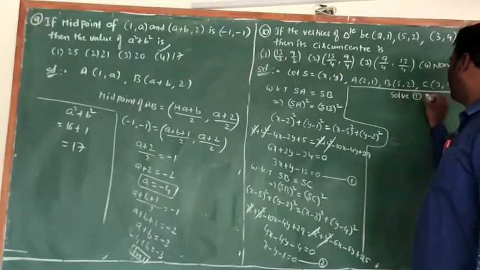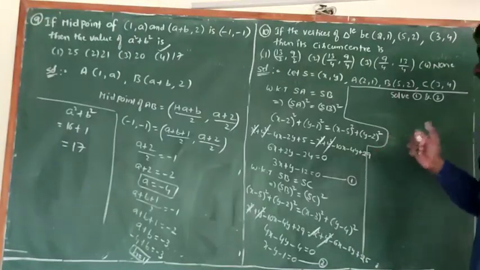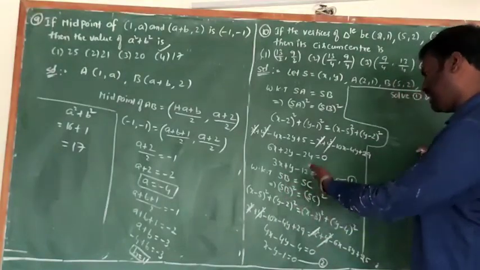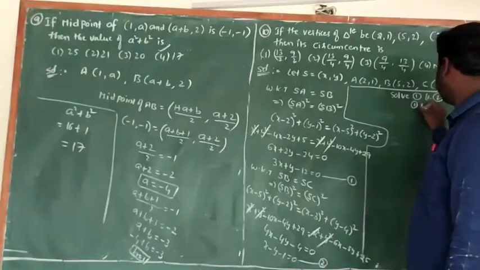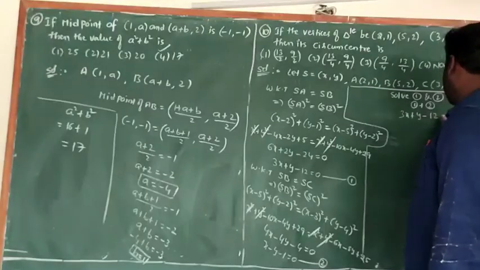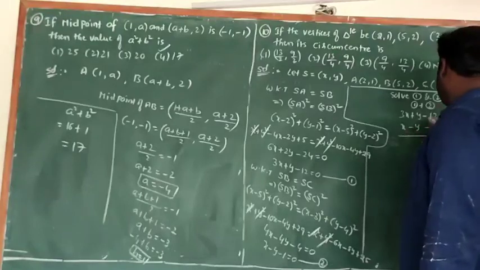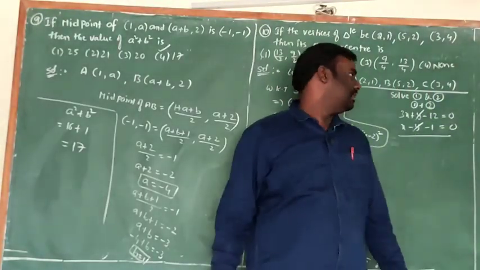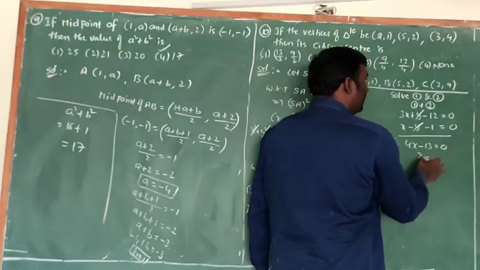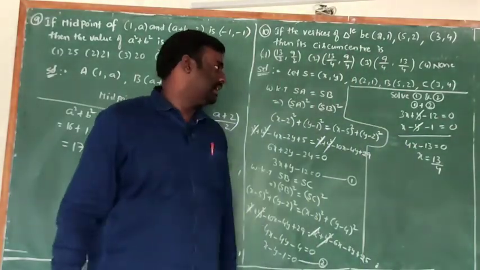Finally, solve 1 and 2, you will get circumcenter. I already explained one shortcut method to find solving. Listen, if you don't know, listen. First, I am just adding these two, 1 plus 2, 3x plus y minus 12 equals to 0, x minus y minus 1 equals to 0. Now y gets cancelled. 3x plus x, 4x minus 13 equals to 0, x is 13 by 4. X value 13 by 4.